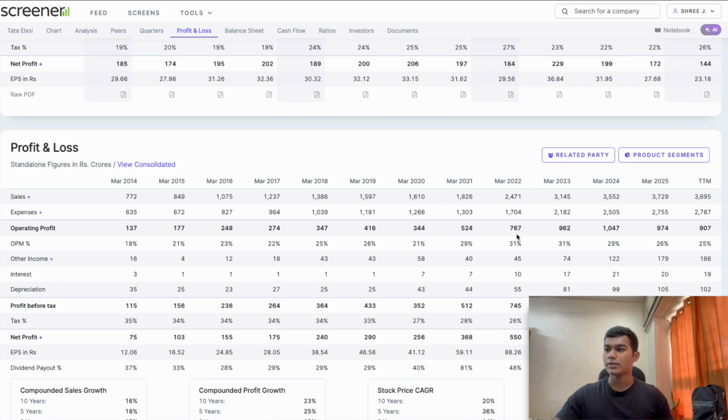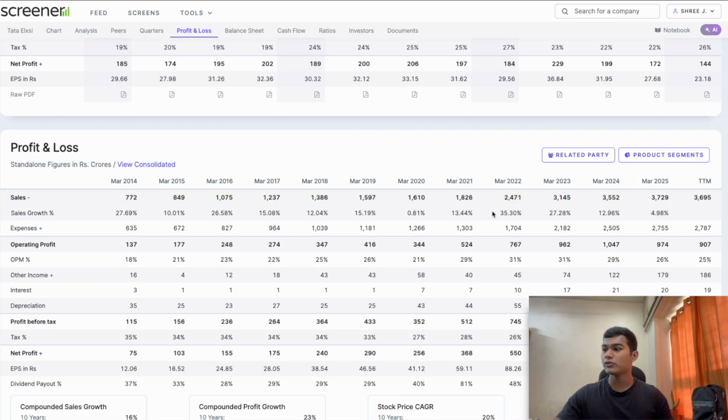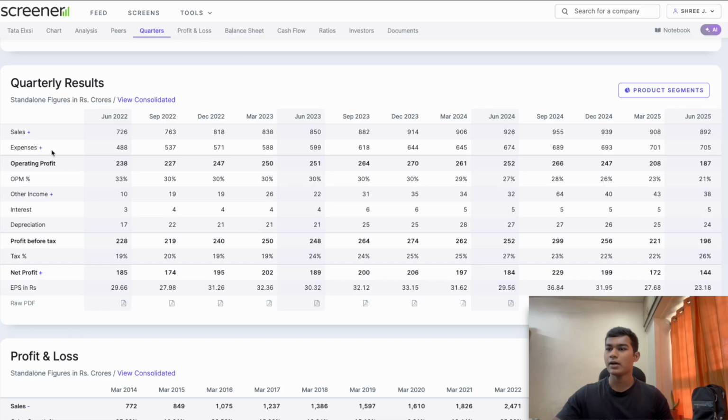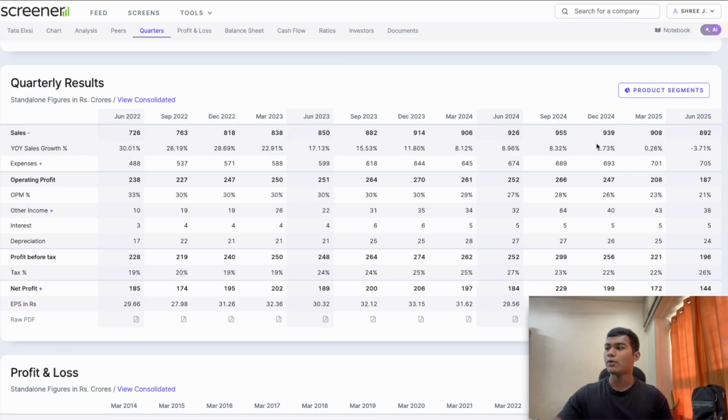So as you can see, this company had close to how much? 30-31% margins, and now the company is doing 25% margins. Why? Because if you look at it, the pace of sales growth, the company was growing at 35-40%. Even if you look here, the company was growing at a good sales growth, and what has happened in recent quarters is the company's sales growth has slowed down and the company is doing negative sales growth.